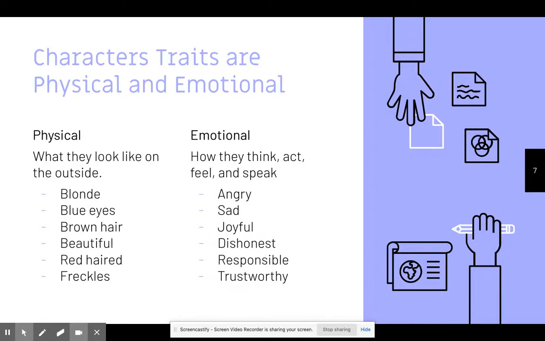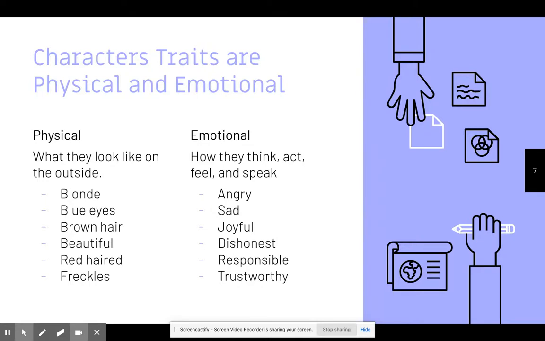Okay? So physical traits are what we look like on the outside. Blonde hair, blue eyes, brown hair. We can say that someone is beautiful, describing what they look like on the outside. Red hair, freckles. We can also describe how they think, act, feel, and speak. And we can use words like this. They were angry, they were sad, joyful, dishonest, responsible, trustworthy.